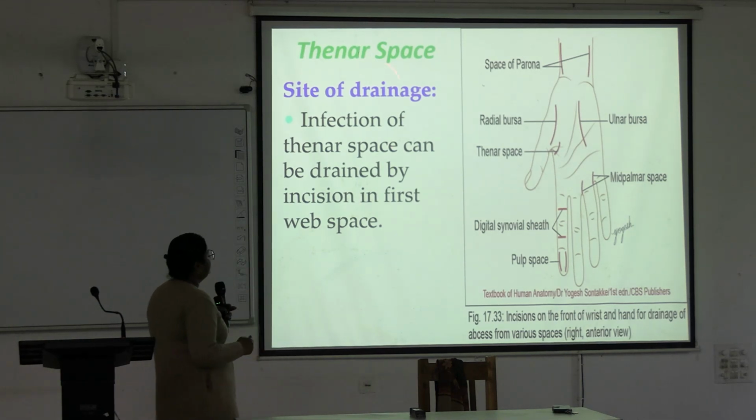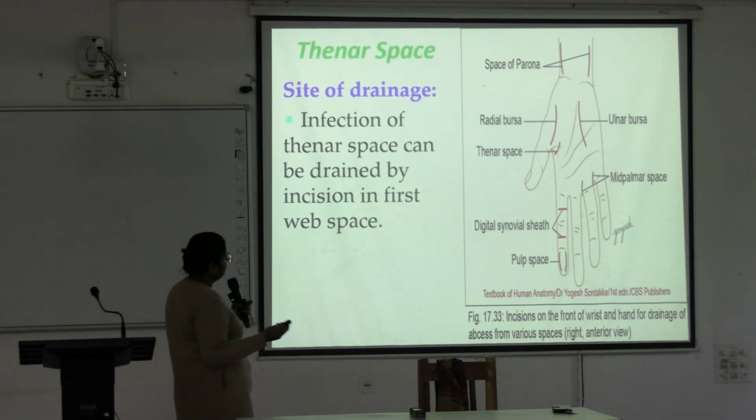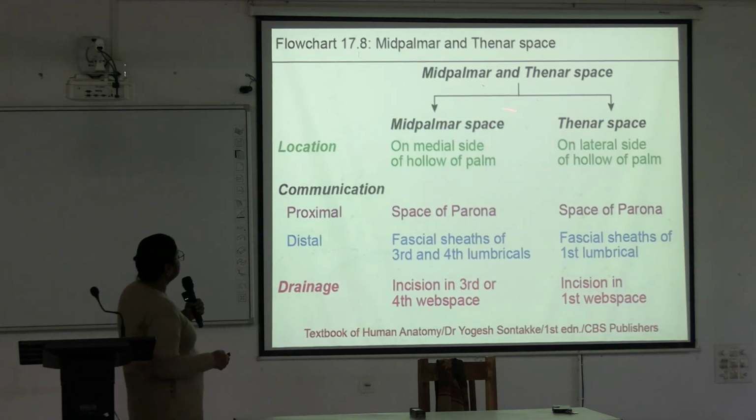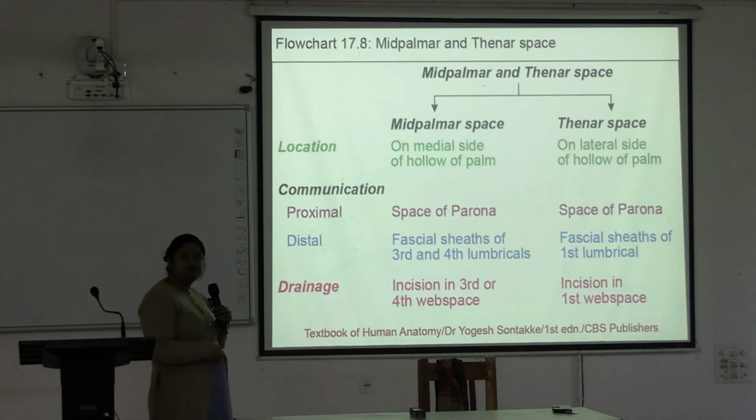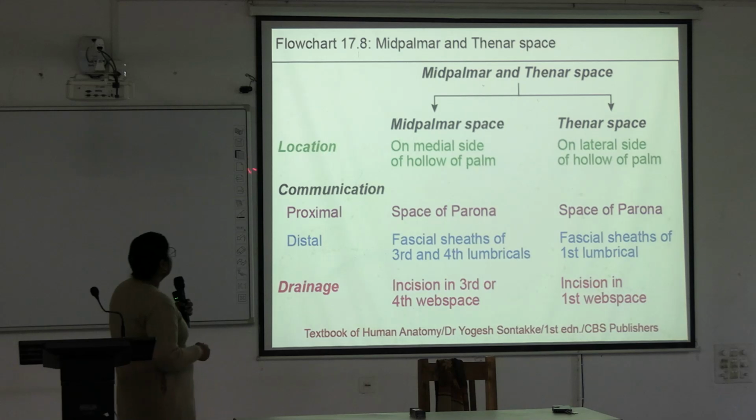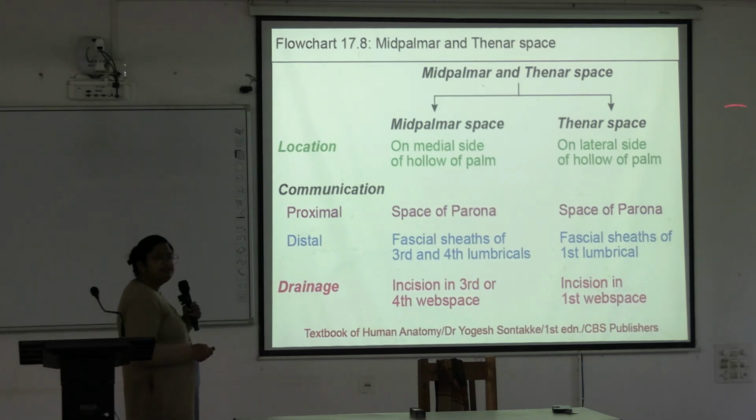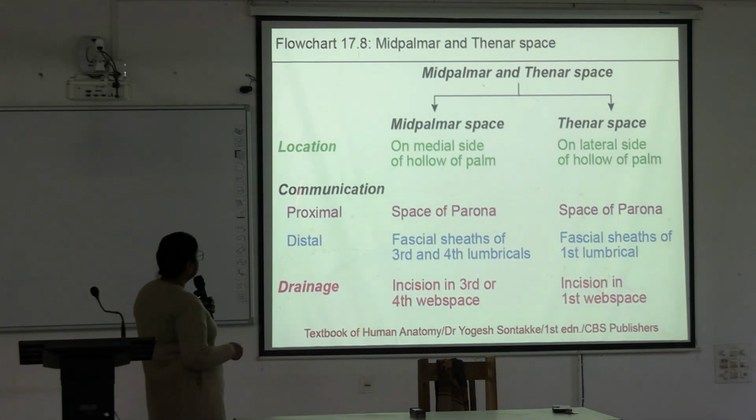So for Thenar space infection, you have to incise at the first web space in between the thumb and the index. So these are the summarization of these two spaces. These two come in your theory, long question. Okay, Midpalmar space and Thenar space. Where is the location? Midpalmar space on the medial side of the hollow of the palm. Thenar space on the lateral side of the hollow of the palm.